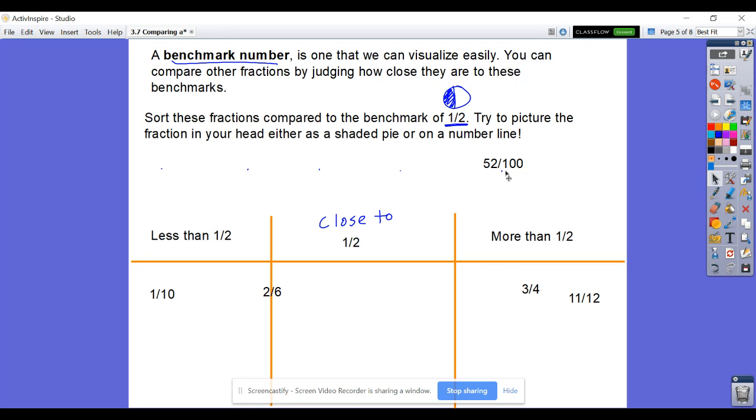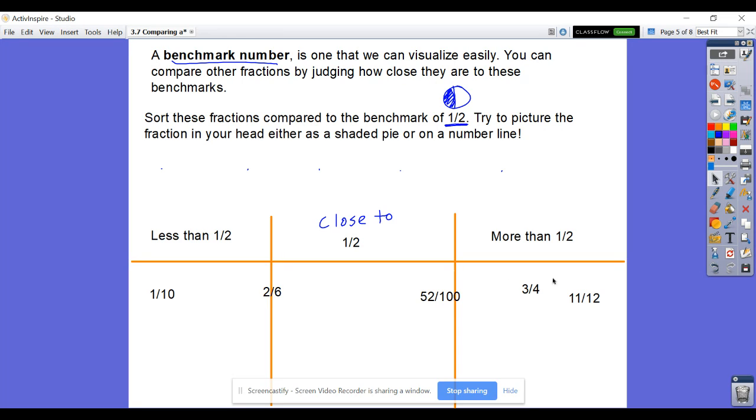52/100. Well, how many hundredths would be exactly a half? 50/100 would be exactly. So this is a little more, but again, that's kind of one of those close to numbers. Okay. The reason we did this benchmark exercise is because today you're going to order fractions on a number line.